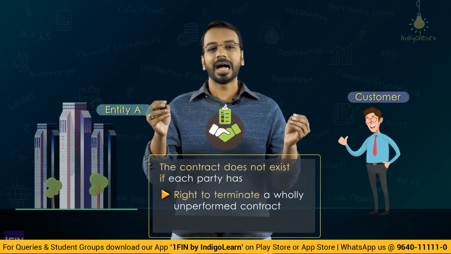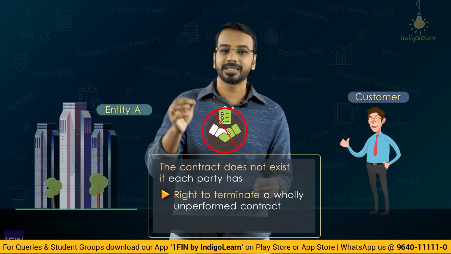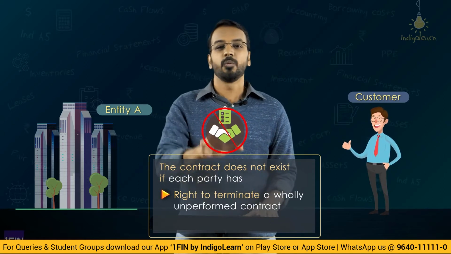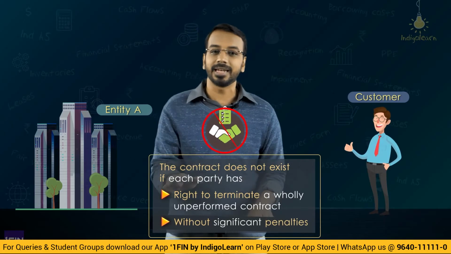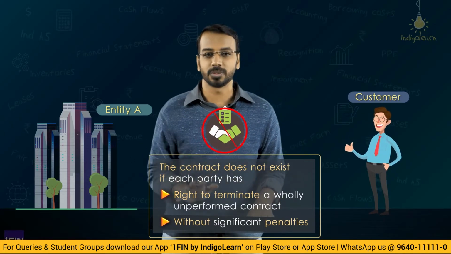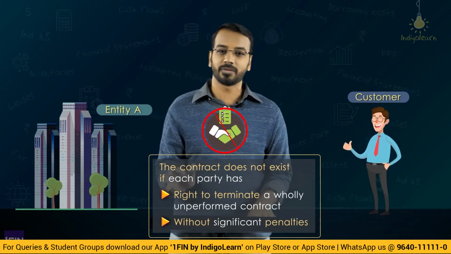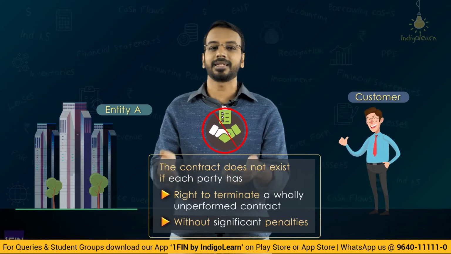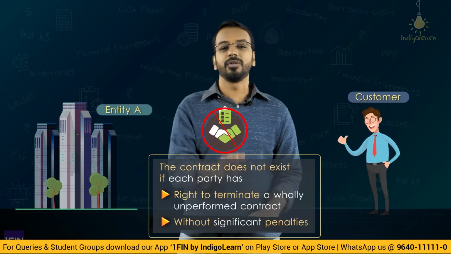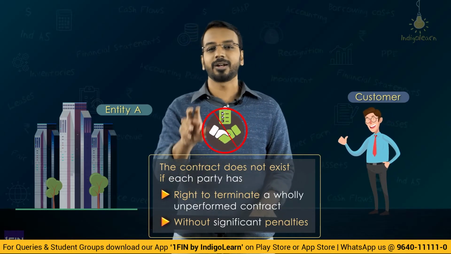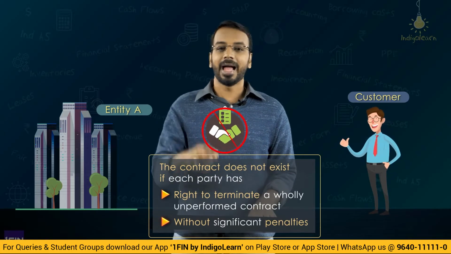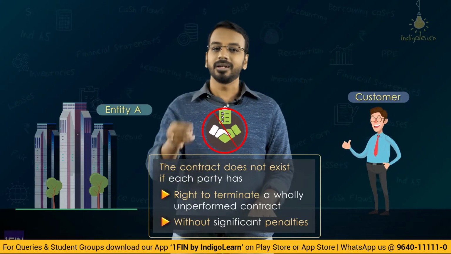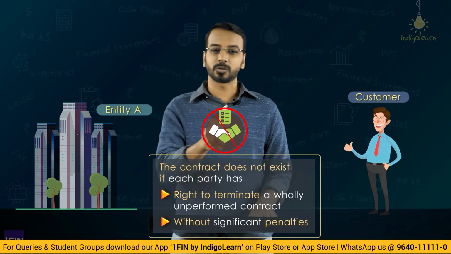Now, take a case where there is a contract between two parties, let us say an entity and a customer, and either of these parties can cancel the contract, can move out of the contract without significant penalties, then that contract is not enforceable. Similar to the logic that we learned in Ind AS 116, if one of the parties can exit the contract, they can terminate the contract without significant penalties, then that contract is not enforceable. And for a contract to be recognized under Ind AS 115, the contract must be enforceable.